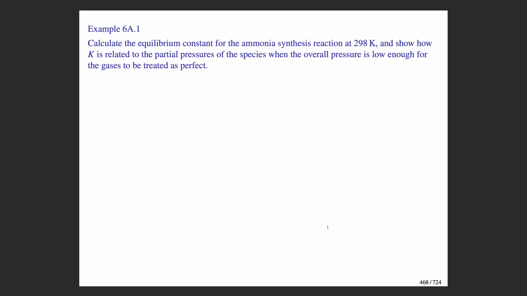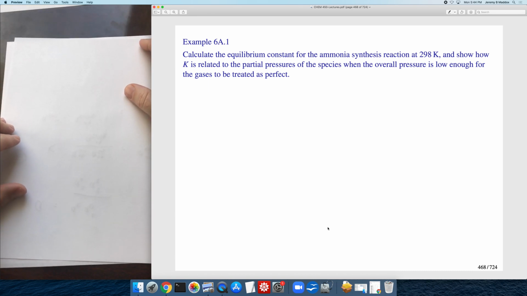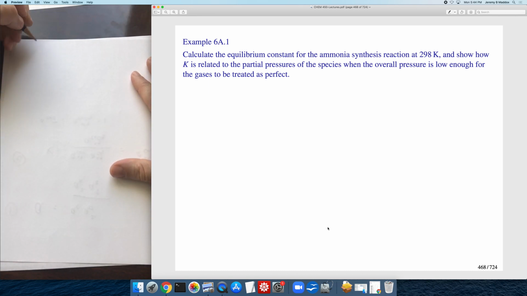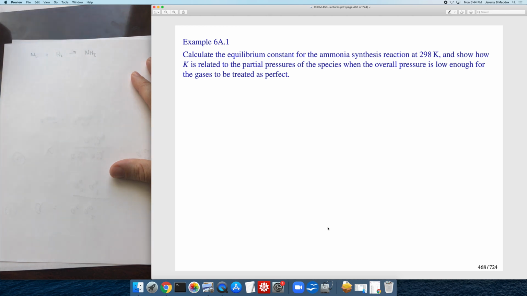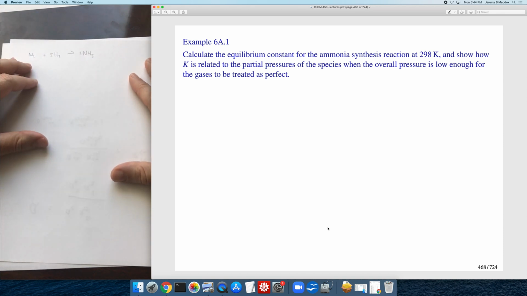So let's see, what does this problem want us to do? Calculate the equilibrium constant for the synthesis of ammonia, and then show how K is related to the partial pressure of the species involved. So I'm going to start with the synthesis of ammonia. So we'll take nitrogen, we'll get some hydrogen in there, and we're going to make some ammonia. We'll just assume it's all gas here. And I'm going to go ahead and put a 2 there, and then a 3 there. So this will be our reaction for the synthesis of ammonia. Calculate the equilibrium constant.